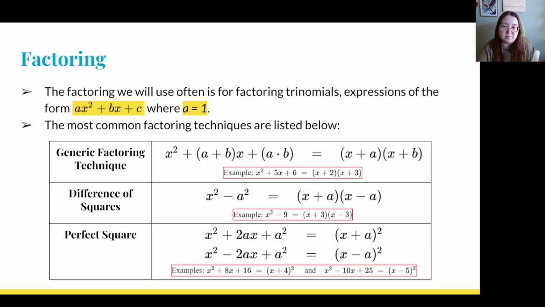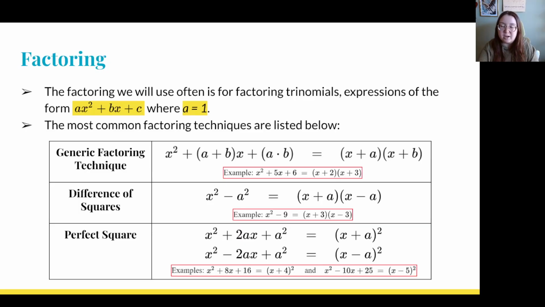So examples of this would be something like x squared plus 8x plus 16. So some number that squares itself to be 16 and also times 2 equals 8. So you can take the square root of that number at the end. So the square root of 16 would be 4, and 4 times 2 is 8. So the perfect square would be x plus 4 squared.